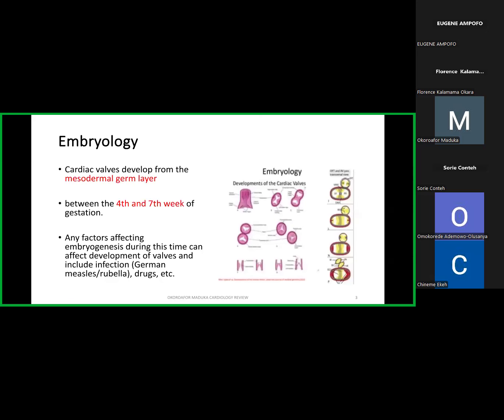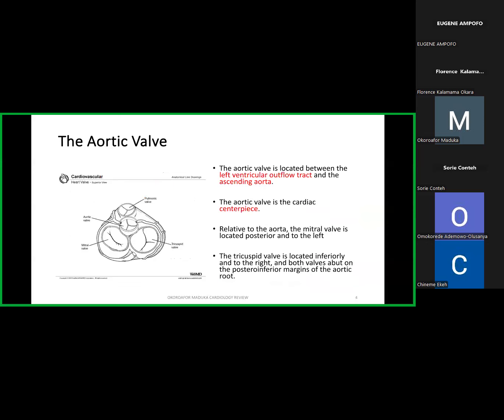So, a bit of embryology. The cardiac valves develop from the mesodermal germ layer, usually between the 4th to 7th week of gestation. And so any factors that affect embryogenesis during this period will affect the development of the valves.